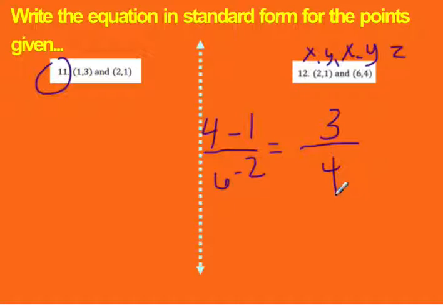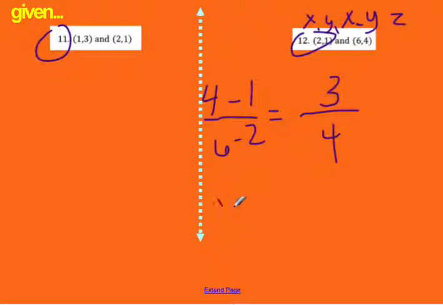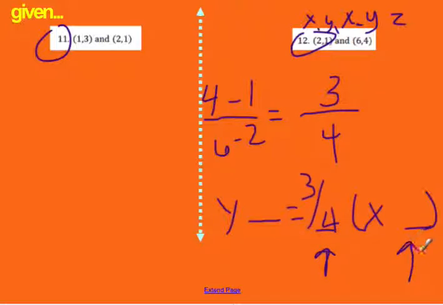Let's not worry about that right now. Let's just get it into point-slope form. So I'm going to use the first point. Again, it shouldn't matter which point you use as long as you do it correctly. So in the slope spot, I'm going to use the fraction 3/4. In the x-coordinate, I'm going to do the opposite of the x-coordinate, which is minus 2. In the y spot, I'm going to do the opposite of the y-coordinate, which is minus 1.